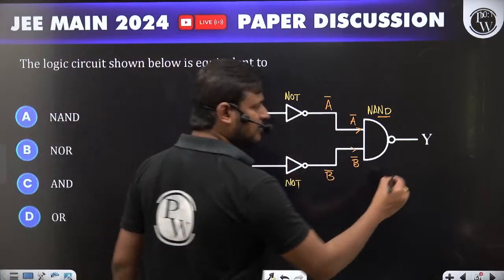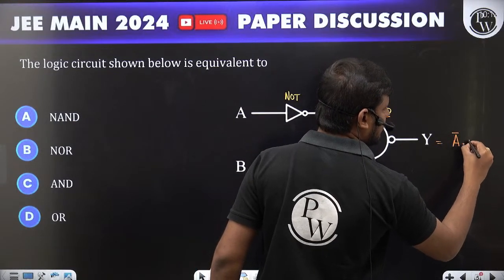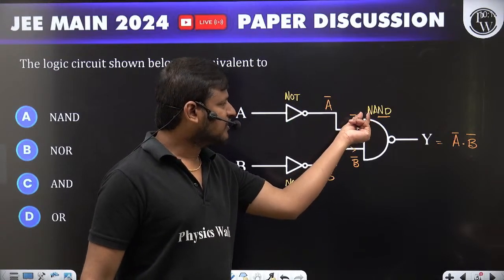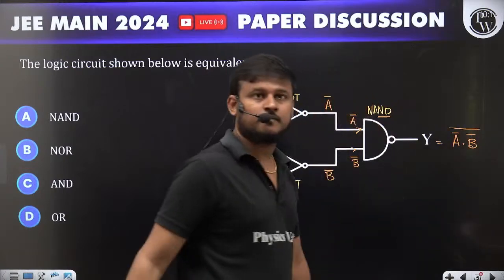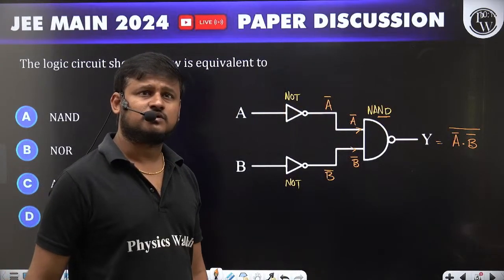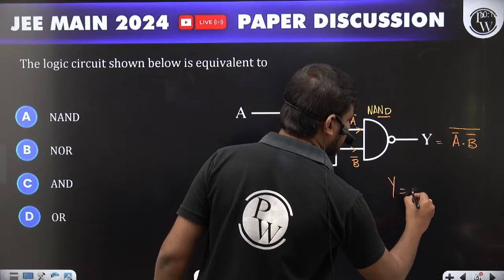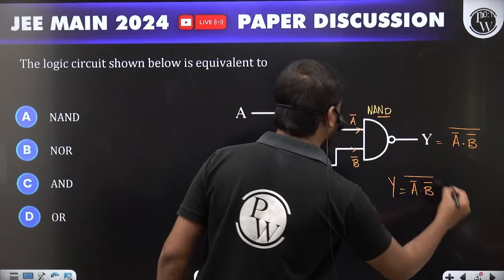AND is nothing but the output will be A bar dot B bar. This is the AND, and for overall keep NOT. So then this is NOT. Okay, chalo. So the final output that we are going to get is A bar into B bar, overall bar.